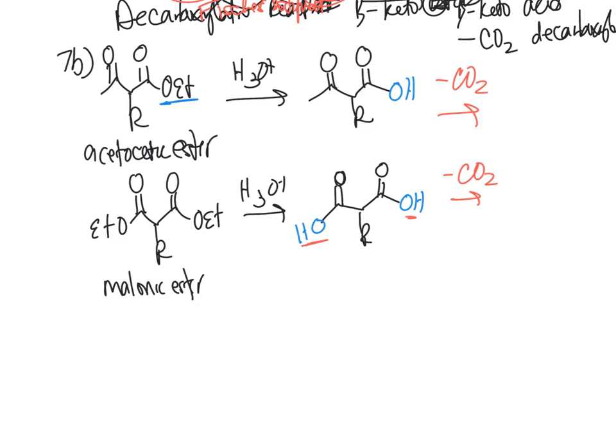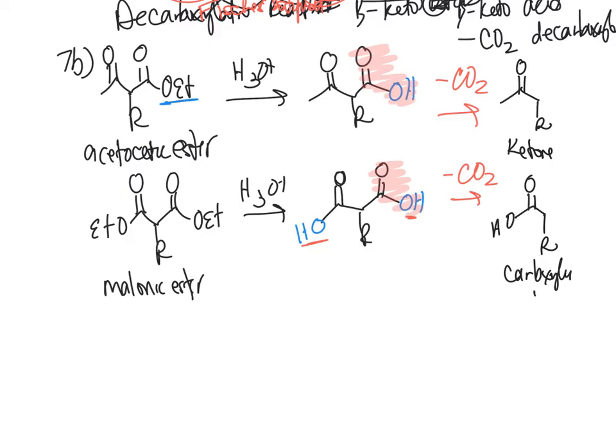And so you're going to lose the carboxylic acid. Here you're going to lose one. Then if you draw your product here, and we'll show you the mechanism, this would be a ketone, is your product, and this one would be an R substituted carboxylic acid. So you get a carboxylic acid and a ketone.